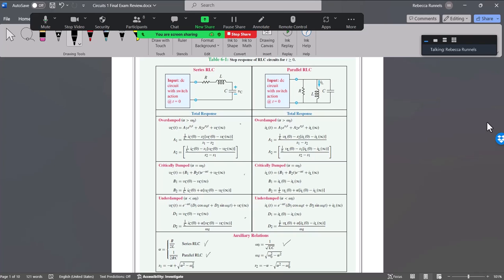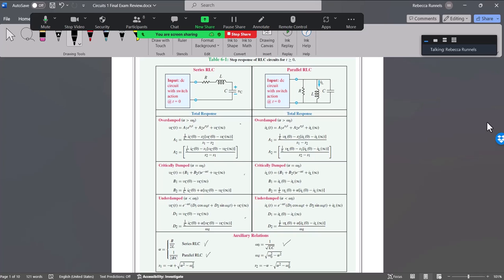If you have a series RLC, you will need to have IC of 0, VC of 0, and VC of infinity. And if you're in a parallel RLC, you need VL of 0, IL of 0, and IL of infinity. And you'll need those no matter which category you're in. But then you have these coefficients to compute, just calculations to do.